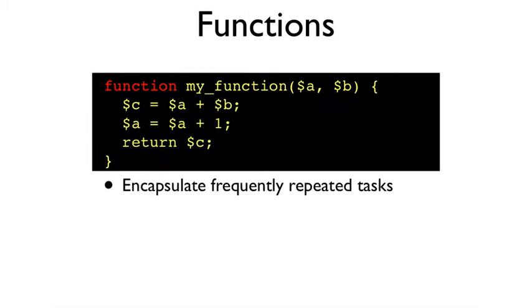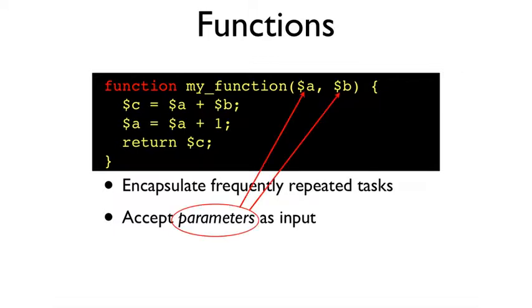Functions in PHP are used to encapsulate frequently repeated tasks. We'll be writing lots of functions as we start to override Drupal theme functions and implement pre-process hooks. The structure of a function begins with the word function, so that we know we're beginning a new function declaration. Then we give a name to our function, in this case my_function, and then we pass in a list of parameters, which will be the input values to our function. In the case of this example, we have the variables a and b.